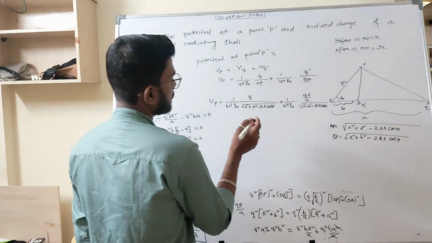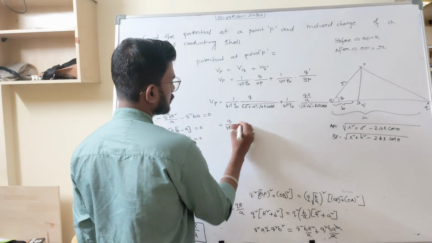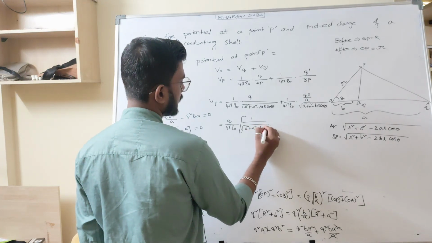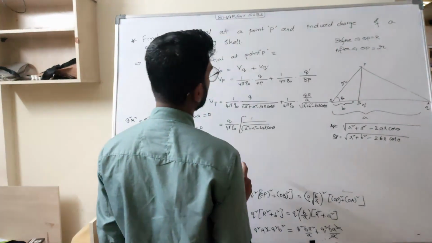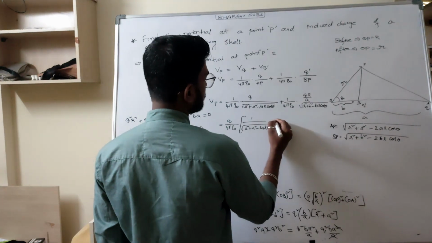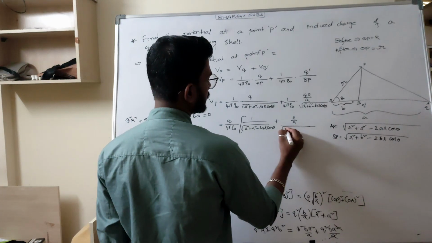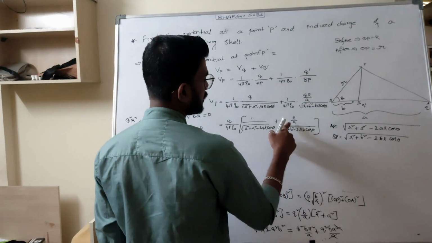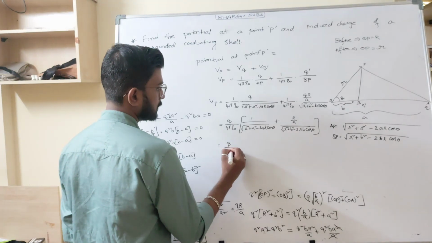Now I am taking Q by 4 pi epsilon naught common. What will I get? 1 by root over r square plus a square minus 2 a r cos theta. Let us substitute: plus r by a by root over r square plus b square minus 2 r b cos theta. If I transfer this r by a to the denominator, I will get a by r. So Q by 4 pi epsilon naught.